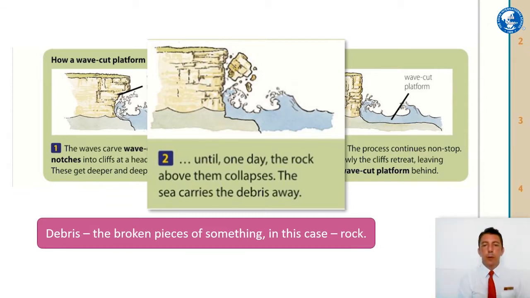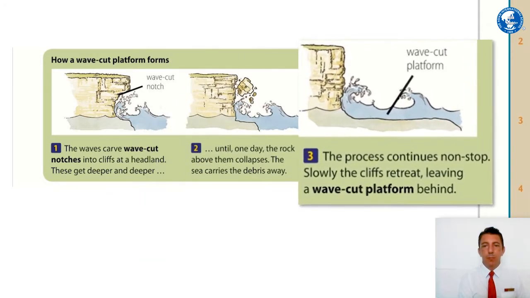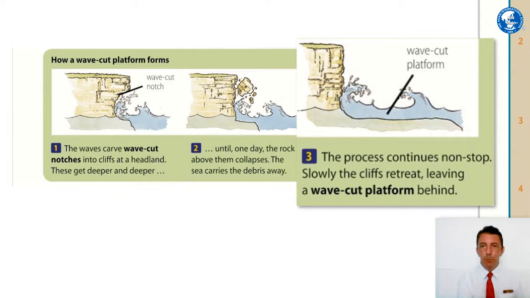The sea will carry away that debris. The debris just means the broken pieces of something. In this case, it's the broken cliff, the rock. So the sea will carry it away, leaving a wave-cut platform. Now in this picture, the wave-cut platform is under the sea, but during low tide it will be exposed, like the picture I showed you previously.